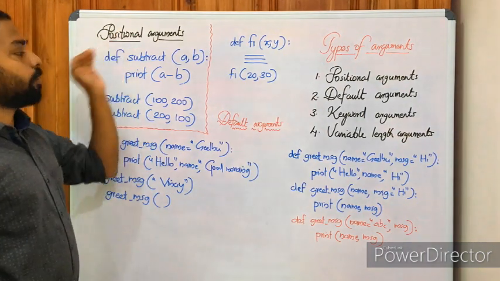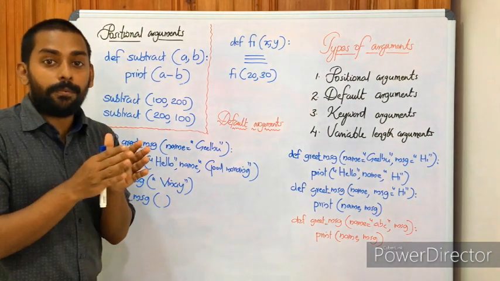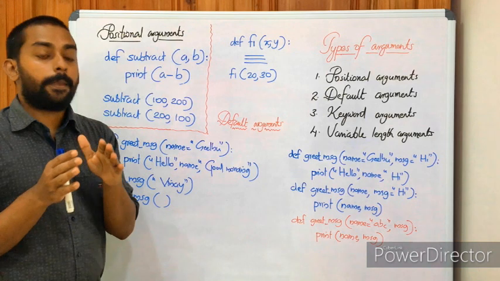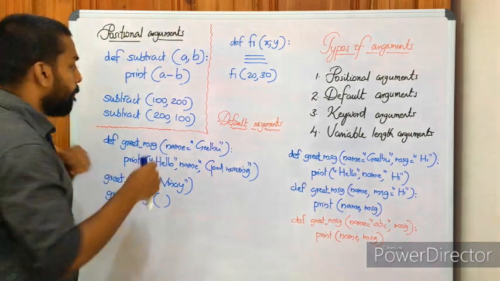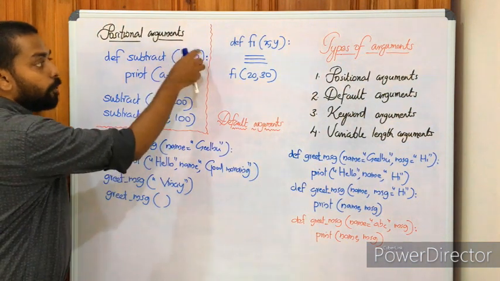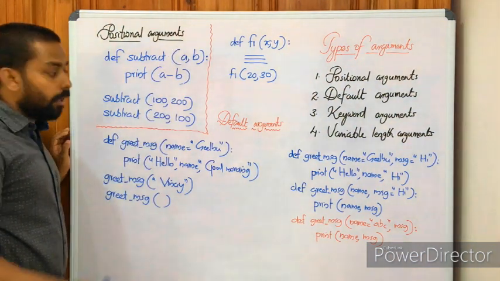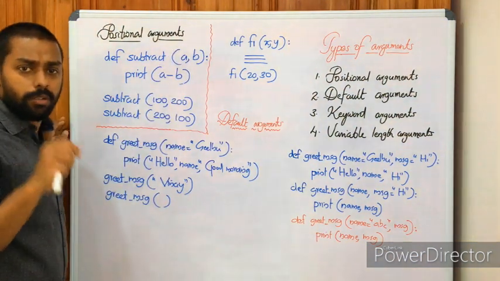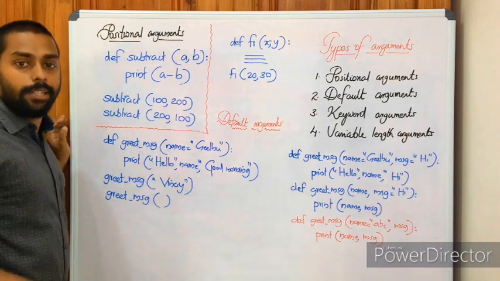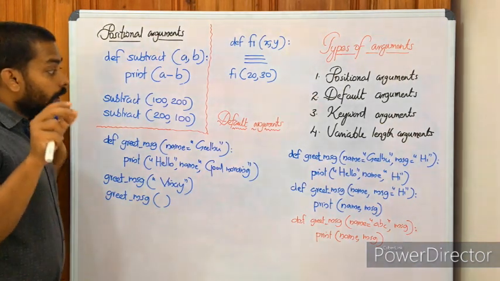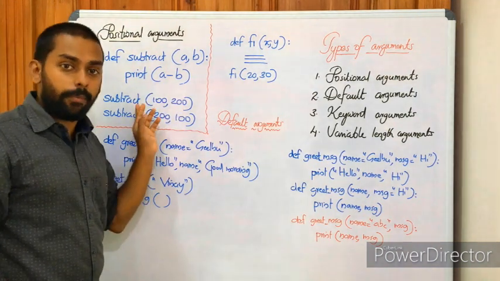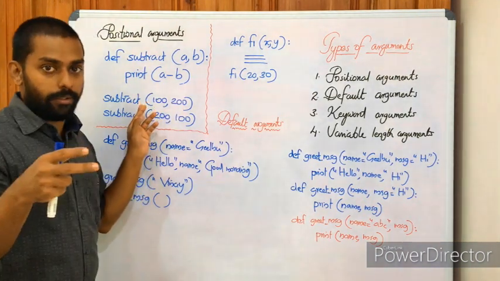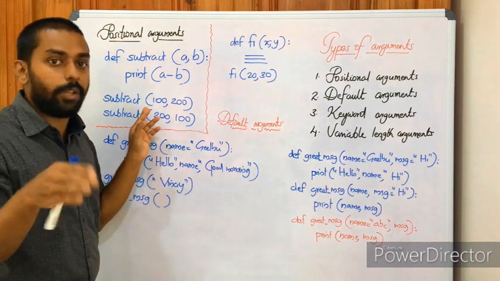Okay, so here in positional arguments, the number of parameters as well as the position of parameters must be matched. If you are changing the order or the position, what happens? The result may also be changed. When we change the order, the position of arguments, the result will be changed.